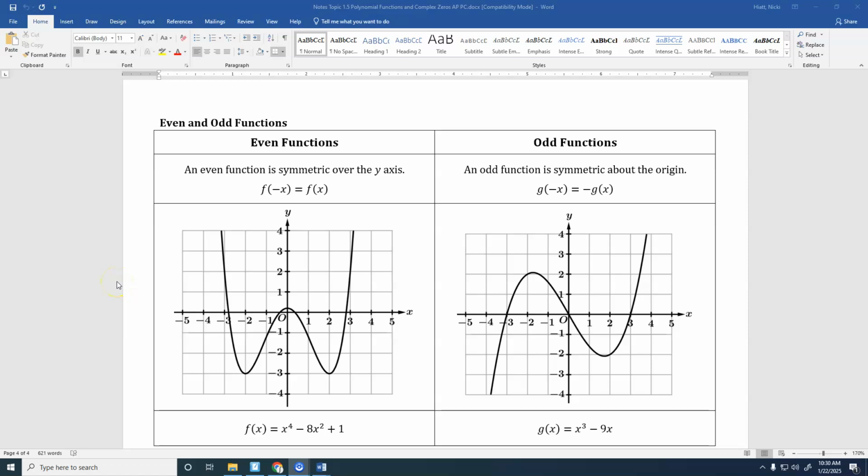The biggest thing you need to know about even and odd functions is their symmetry. An even function is symmetric over the y-axis. You could fold it in half on the y-axis and the two sides would match up. If you plug in a negative x, it gives you the same thing as if you plug in a positive x. Let's look at what that looks like on the graph.